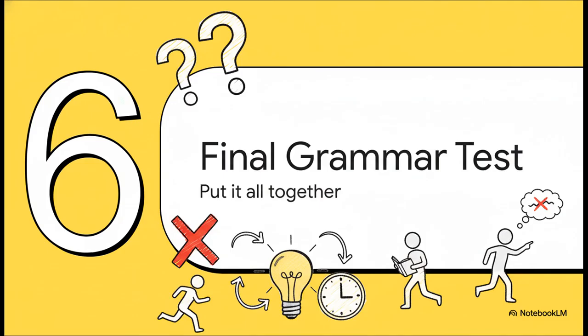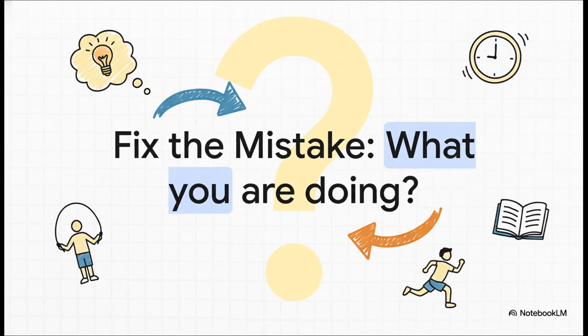All right, we have covered a lot of ground today. I think it's time for one final test to pull all of these new skills together. Let's see if you can spot the mistake in a common error. Okay, I'm going to give you a slightly broken sentence. I want you to find the error and say the correct version out loud. Here it is. What you are doing. What's wrong with that? I'll give you a second. The correct answer is, what are you doing? Remember that question rule? The helper verb are has to jump in front of the subject you.